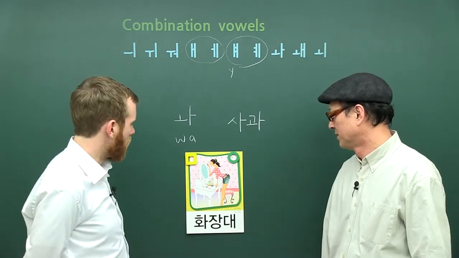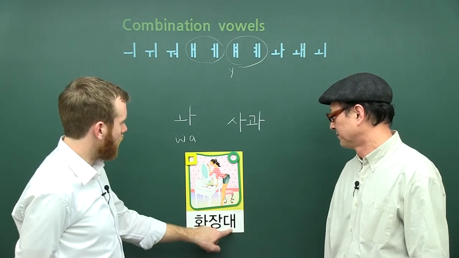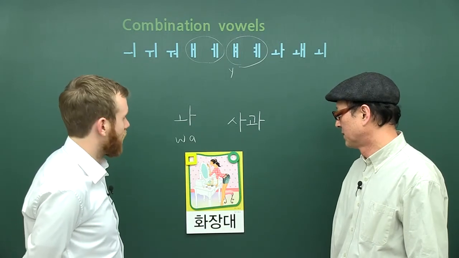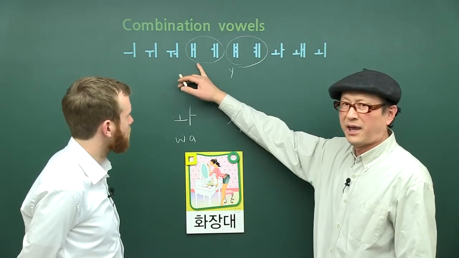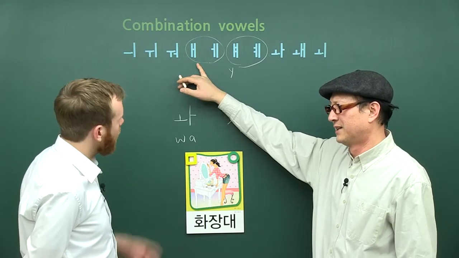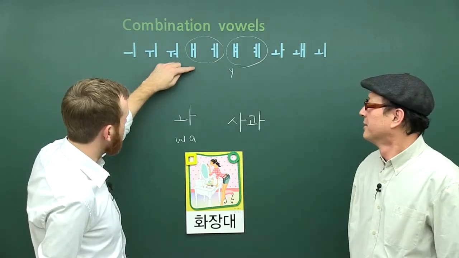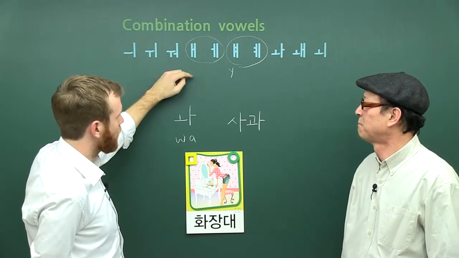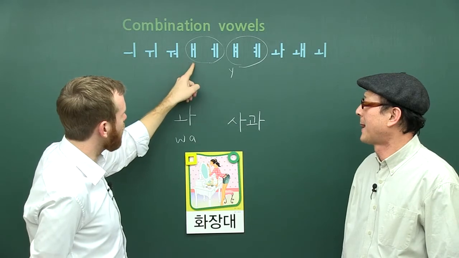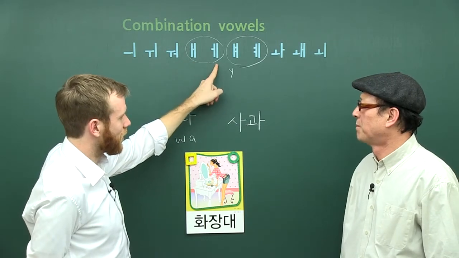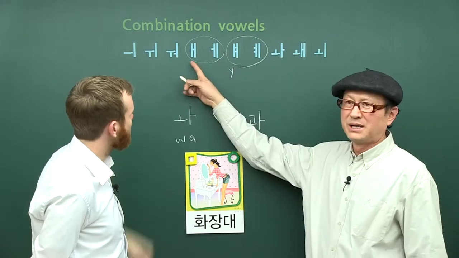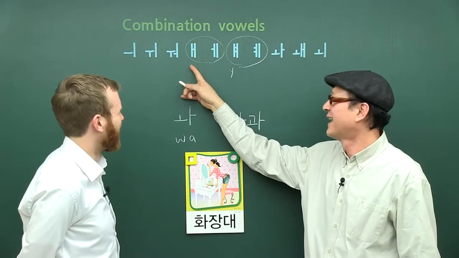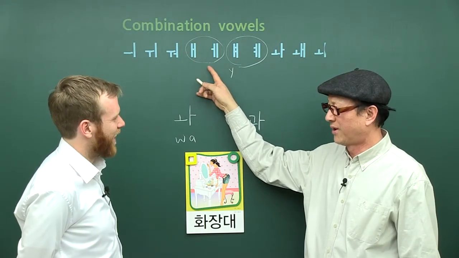Okay, so let's get back to the 에. 화장대. 또 대인데 이건 에예요. I don't know how to spell it. Again, I've seen this spelled maybe A-E. So maybe this is a bit of a longer version of this one. Let me say them. 에. 에. About the same.